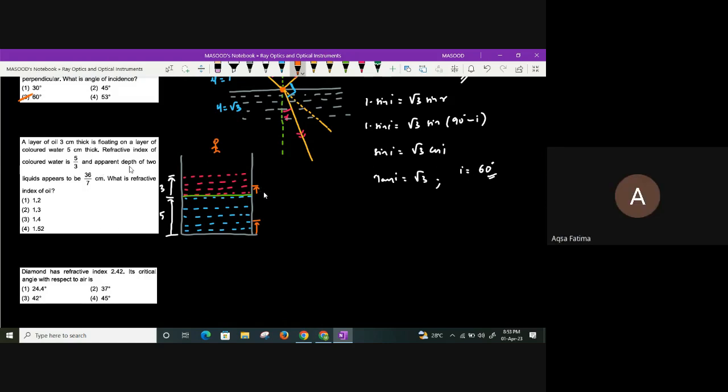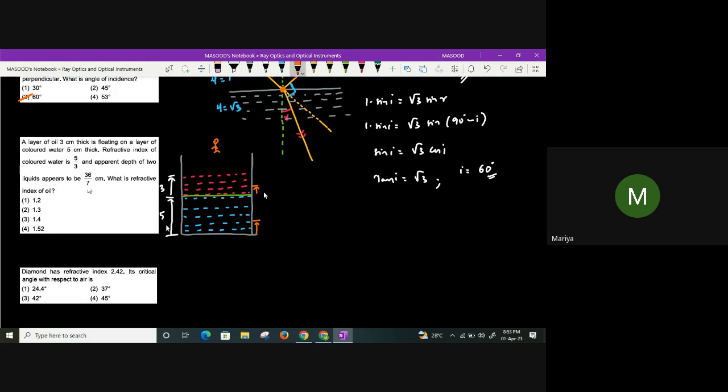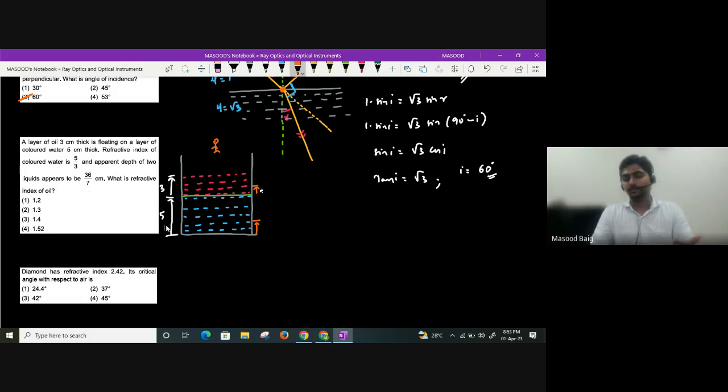Yes. What they are saying, apparent depth of these 2 liquids is 36/7. In reality, what is the depth? If we are observing, in general, in the diagram, what should be the depth? 8. But will it be 8, guys? No, because the concept of real depth and apparent depth again comes into the picture. So in reality, it is 8 centimeters, but will it appear to be 8 centimeters? No. How much will this part appear to be? This part will appear to be 3 divided by mu of oil. How much will this part appear to be? 5 divided by mu of water.